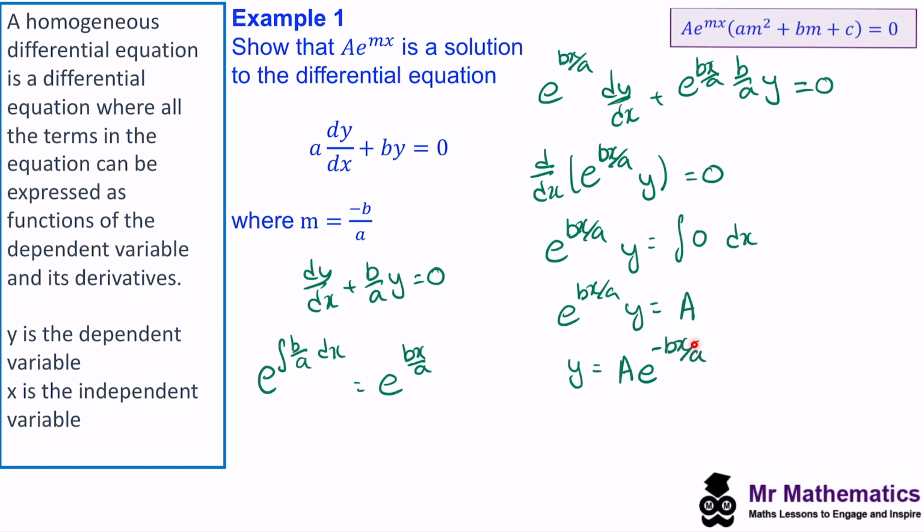You notice at the start of the question, we said that minus b over a is equal to m. So we can simplify this as y is equal to A times e to the power of mx. What this means is, if this is a solution to a linear differential equation, we can assume it will also be a solution to a second order differential equation. I hope that's given you an idea now of where this bit of our equation comes from. In question 2, we're going to focus on this auxiliary equation.